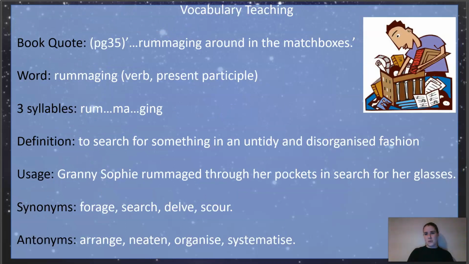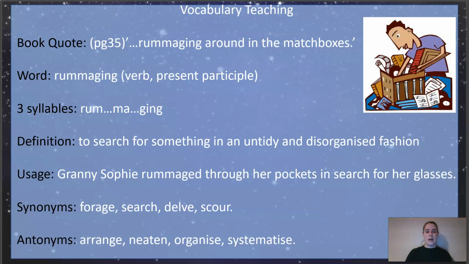So let's have a look at our vocabulary for today. So on page 35, it says rummaging around in the matchboxes. Okay, so we're going to look at the word rummaging. Now this is a verb, but in this text, it's what we call a present participle. So although it's something that they've started, it's something they're still doing. So you could say they rummaged, which would be past tense, but if they're rummaging, although they've started it, it's still going. So it's a present participle. So it's got 3 syllables, rummaging. Okay, rummaging, it's 3 syllables.